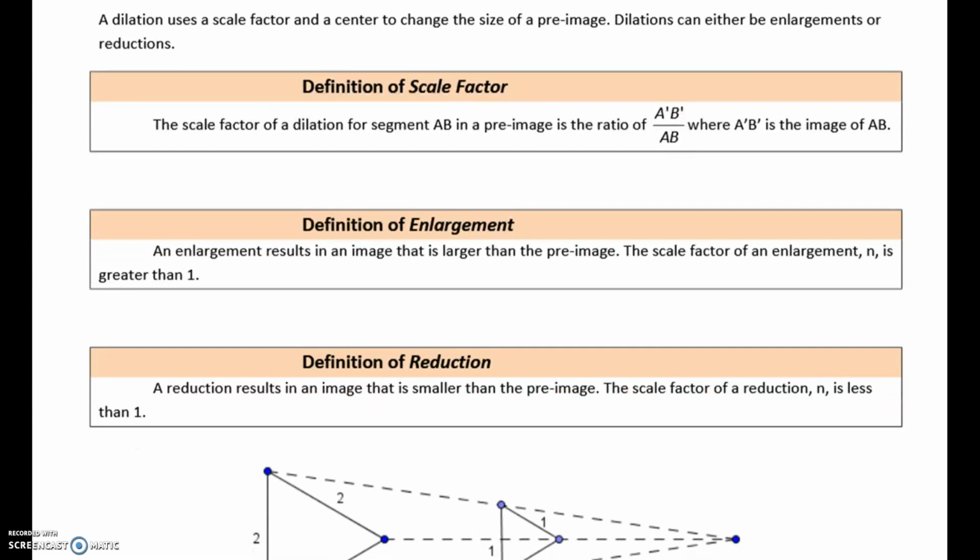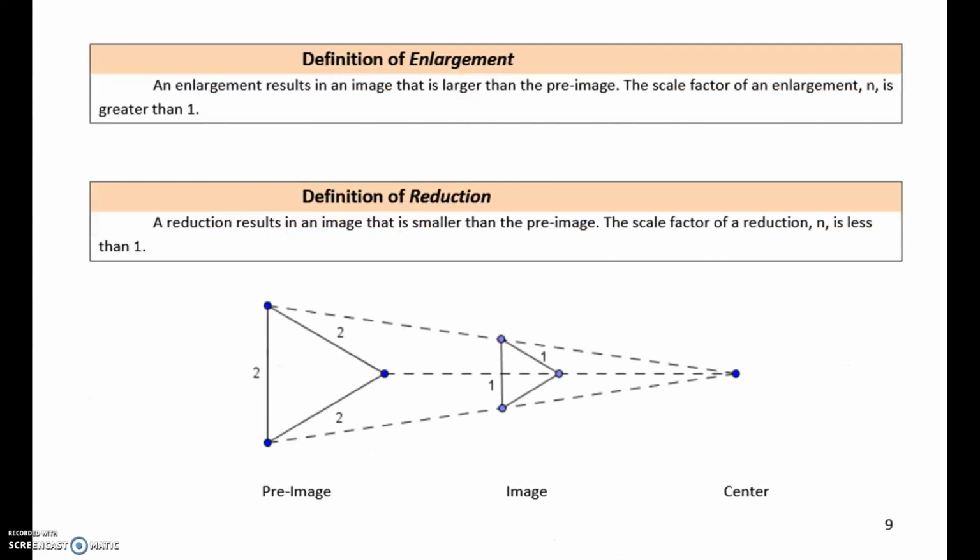And our scale factor for our dilation is always going to be in the ratio of the image over the pre-image, okay? So what we start with is always going to be in the denominator, and where we're going is going to be in the numerator. So an enlargement is where we enlarge an image and it ends up with a scale factor that is greater than 1 because the image is larger than the pre-image, and we always divide image by pre-image, so the larger number is in the numerator, making it greater than 1.